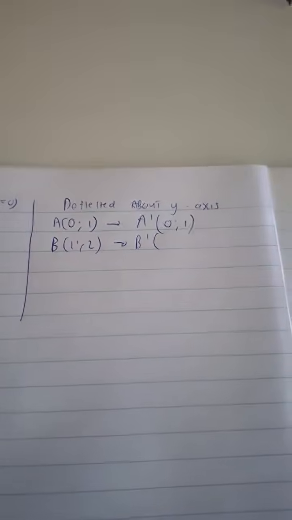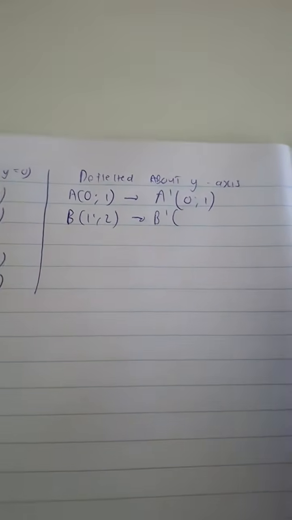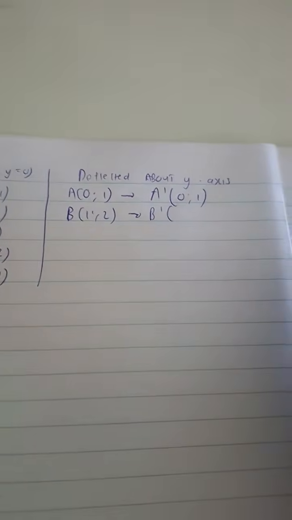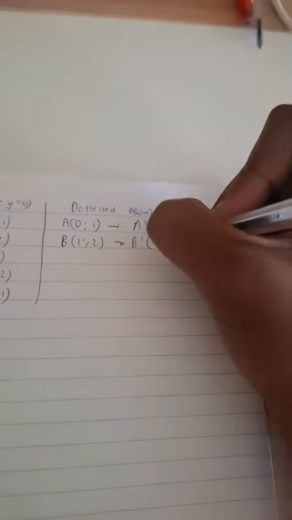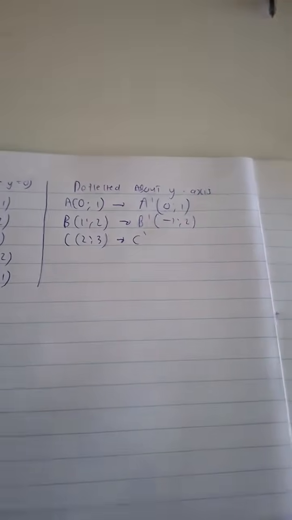B, 1 and 2. The image of B reflected about the y-axis. Yes, Alika. Yes, vegan. Yes, babes. So negative 1 and 2. Very good, mummies. Then C, 2 and 3. We're still reflecting about the y-axis here. So the image of C, yes, negative 2 and 3.